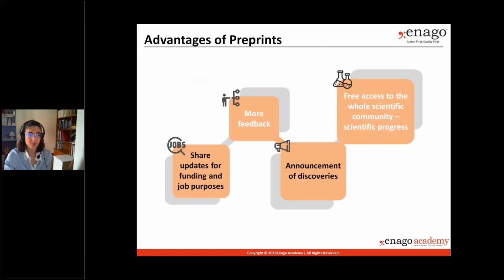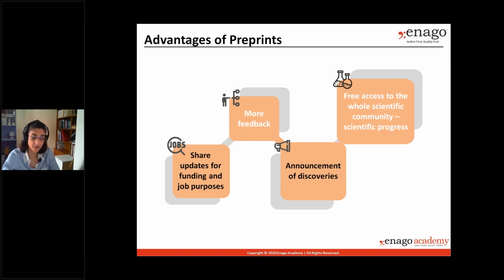The advantages of preprints are that you can share updates for funding and job purposes. You can get more feedback that could even help you improve your manuscript while it goes through the journal submission, revision, and in more challenging situations, rejection phases. It's a way to announce your discoveries as fast as possible without having to wait months or years in order to announce that you are the one who's made a specific discovery.